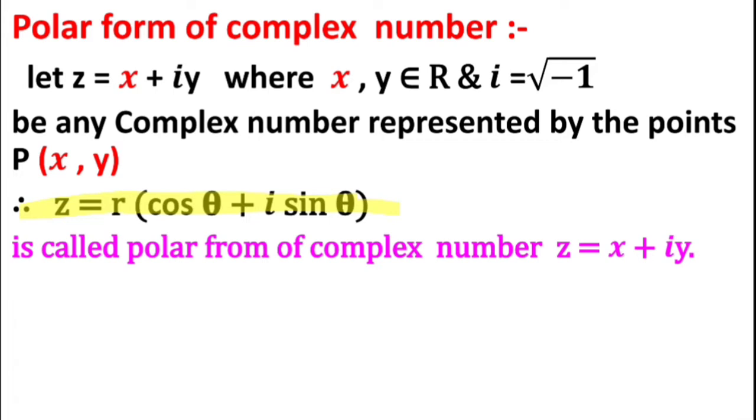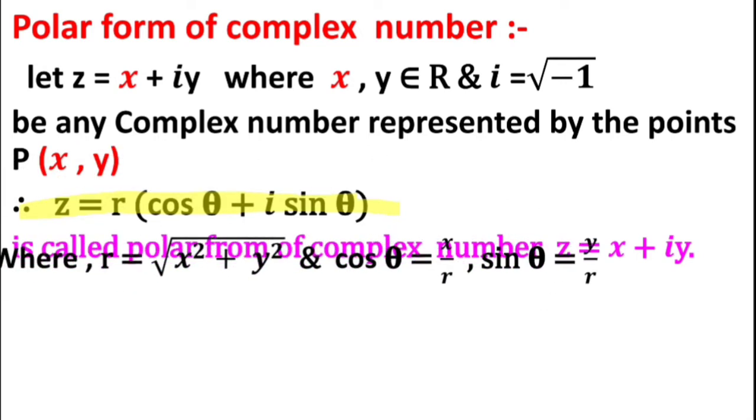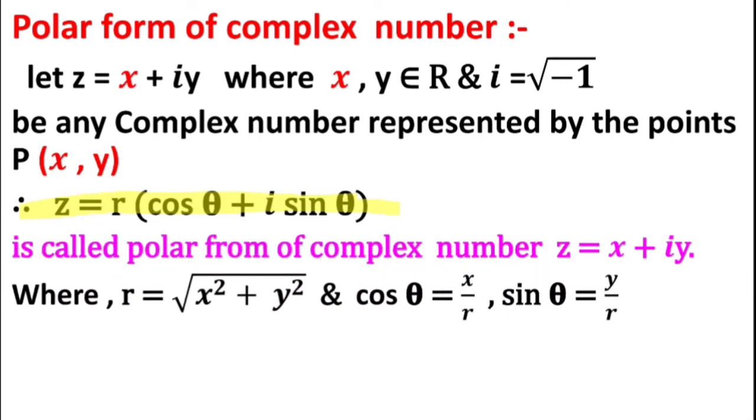So the polar form of the complex number x plus iy is r into bracket cos theta plus i sin theta, where r is the square root of x squared plus y squared, cos theta is equal to x upon r and sin theta is equal to y upon r. Here x is known and y is also given. You have to find r using this formula and substitute both the values, r as well as theta, then you will get the polar form. That's it.